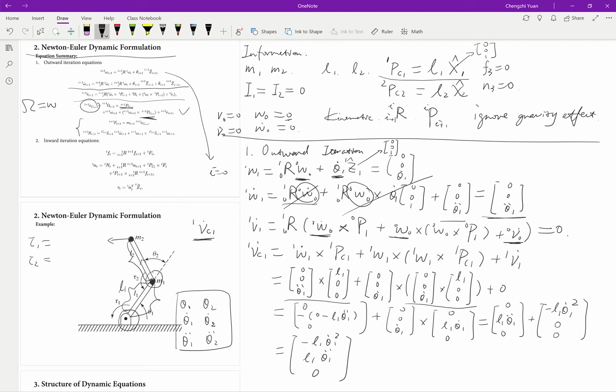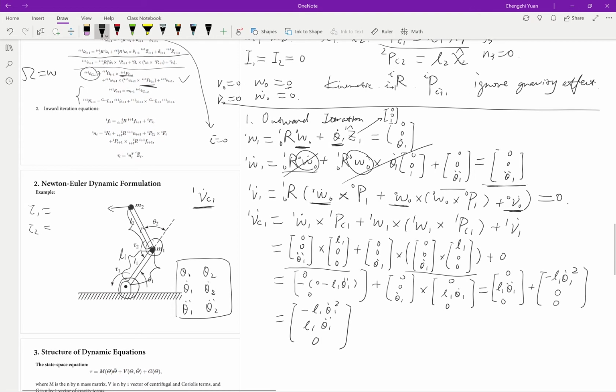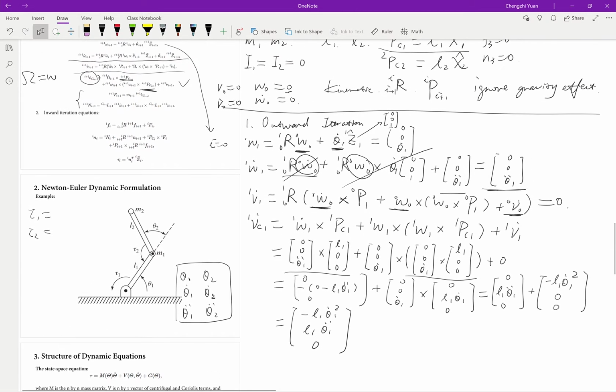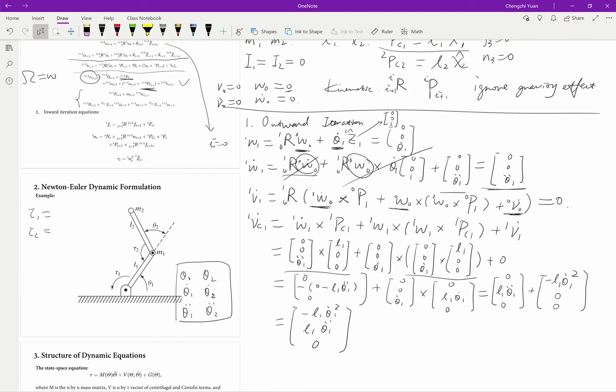And after that, what we can proceed with is, okay, so up to this point we have already figured out the angular acceleration and linear acceleration for the first link. Okay, and the next step, of course, we want to know what the corresponding information is for the second link. Okay, so we do the whole procedure again. So let me try to save some space.